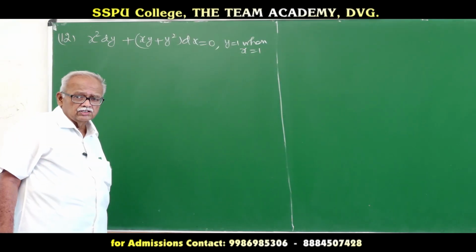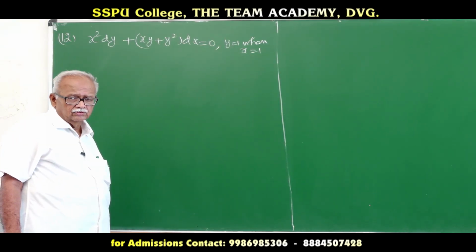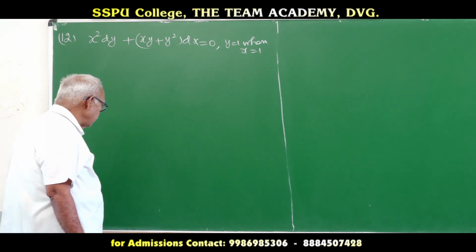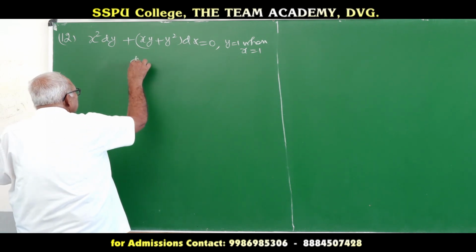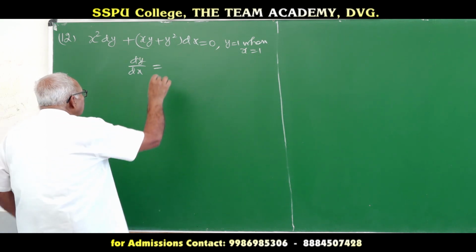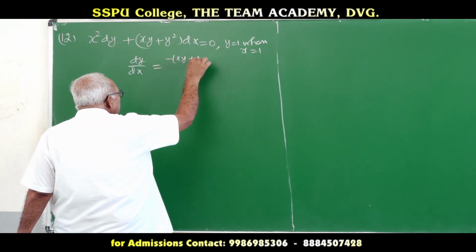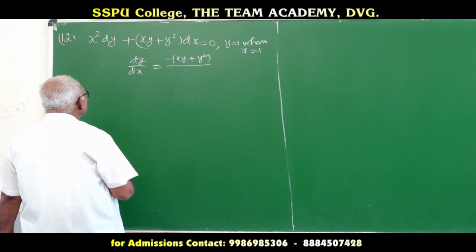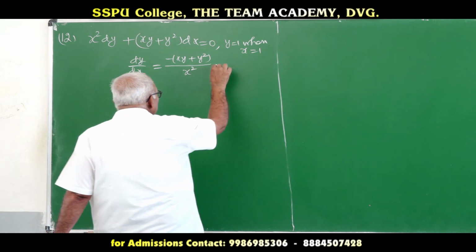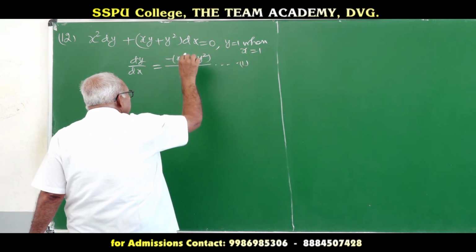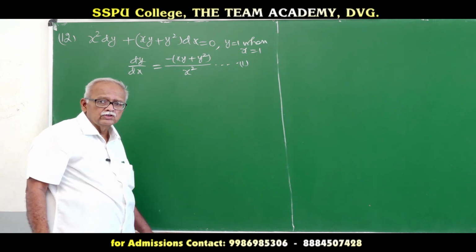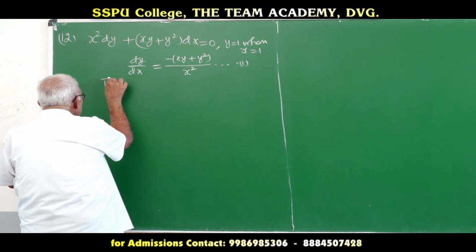Now, the next question is also a particular solution problem. See, y is equal to 1 and x is equal to 1 are given. Now, let us do this differential equation. dy by dx is equal to minus of (xy plus y square) by x square. We can see the degree of this term is 2, another term is also 2, the denominator is also 2. So, it is a homogeneous differential equation.